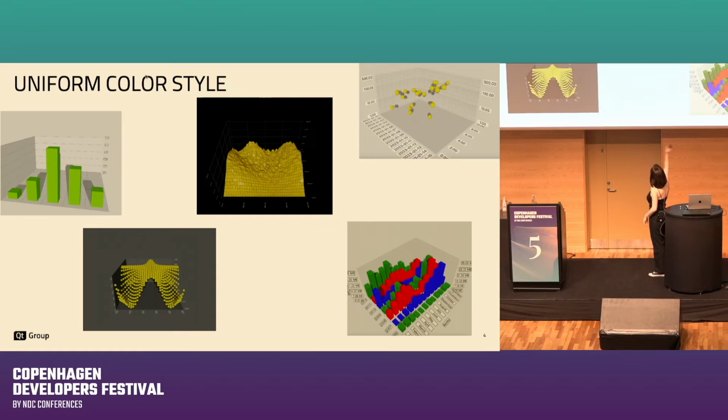Those 5 graphs are created with uniform color style. So in this way, we don't have to use gradients or color them with different colors, because we choose to use uniform color style. In this way, we are able to color them using just one color. So it enables us to create a faster graph.